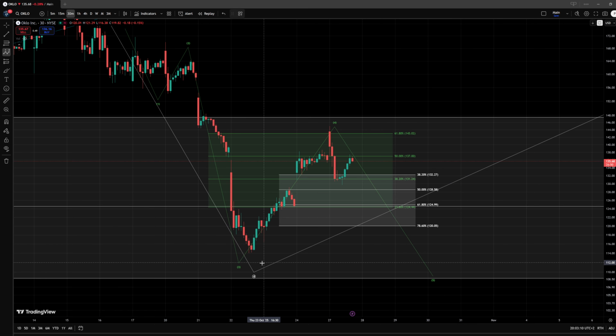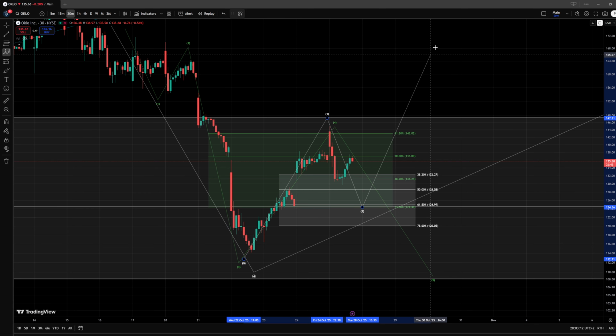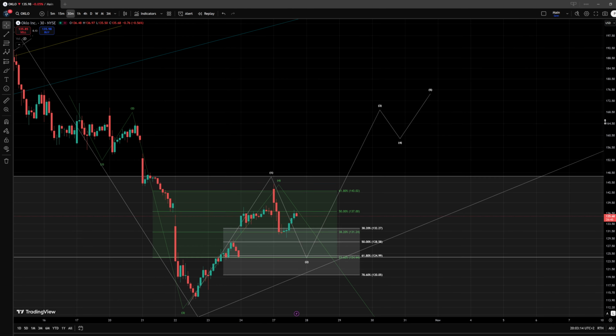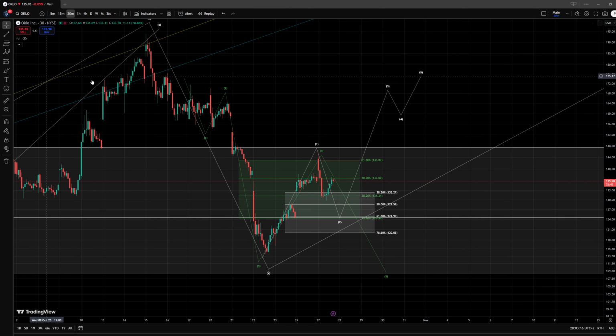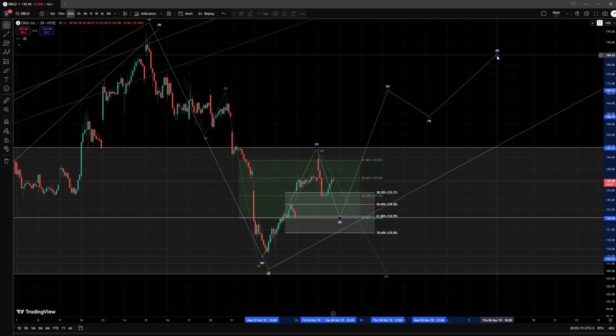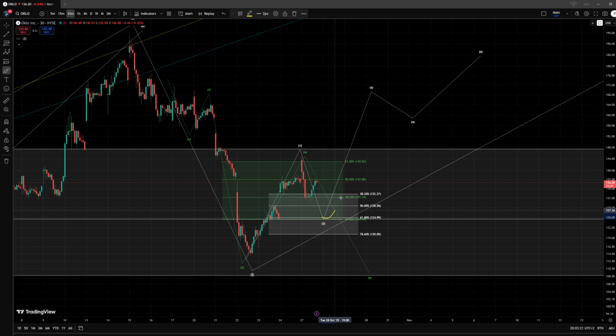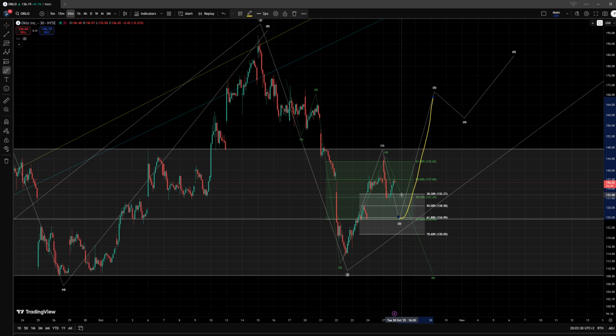And for this idea, I would like to track a count here. Now, we need to be aware this could end up being just an ABC to the upside, but a continuation higher is still likely at this point. I'm not saying it will work guaranteed. There are no guarantees really here.